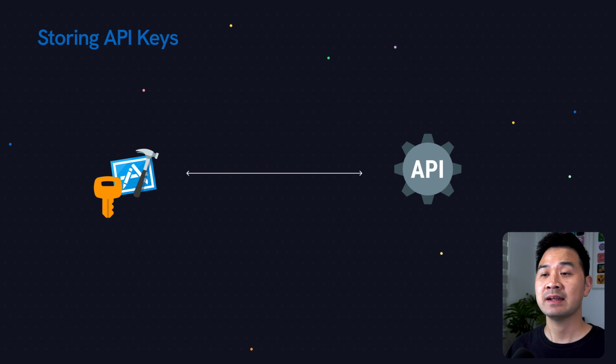And the reason for that is because we are making the network calls to the API directly from our project or our app, right? So our project needs the key in order to access and authenticate against that API. There's no way around this, right? Your Xcode project needs to know about the key.